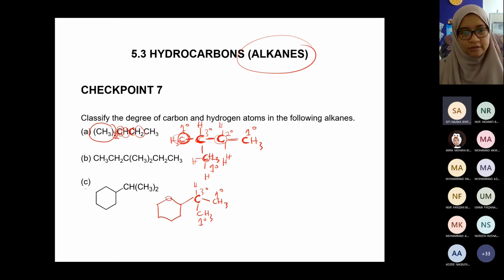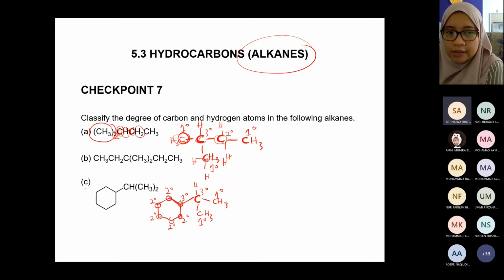How about this one? Don't forget the other carbons. Okay, alright. So this carbon is attached to this and this carbon. So this is secondary. Same goes to this one. Secondary, secondary, secondary, secondary. How about this one? 1, 2, 3. So this is tertiary. Alright, so you have B for you to work out. Try doing it yourself first.